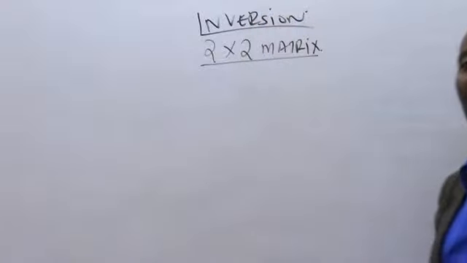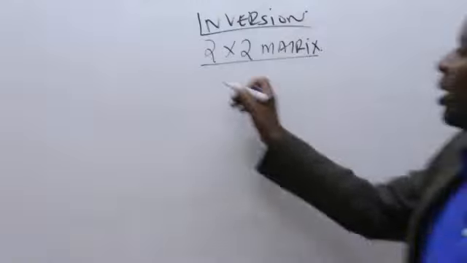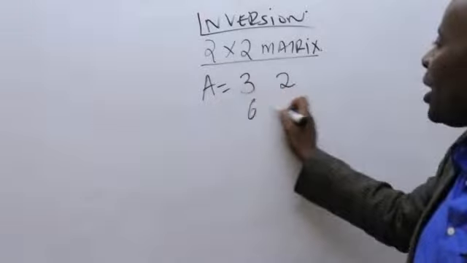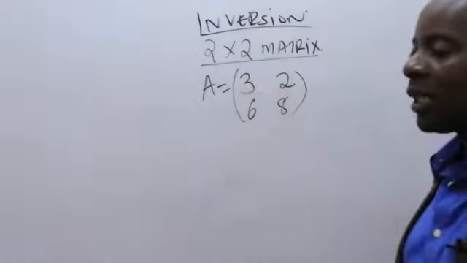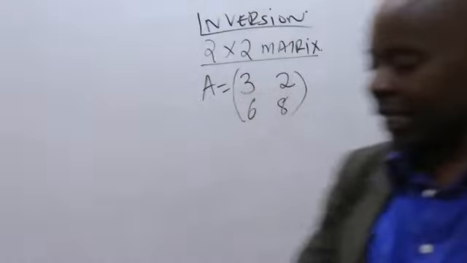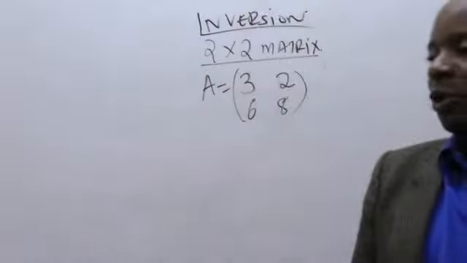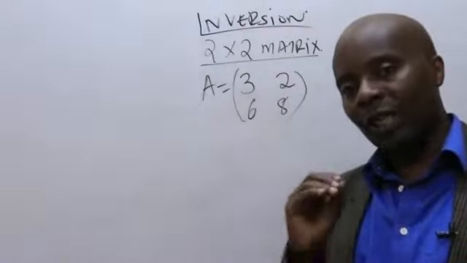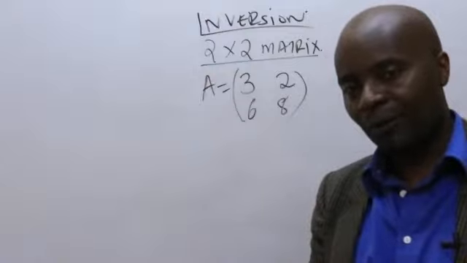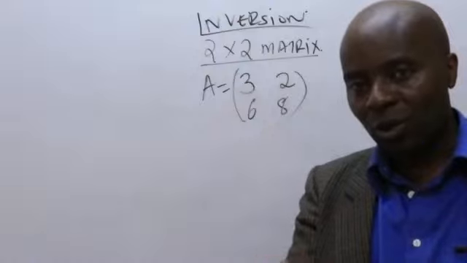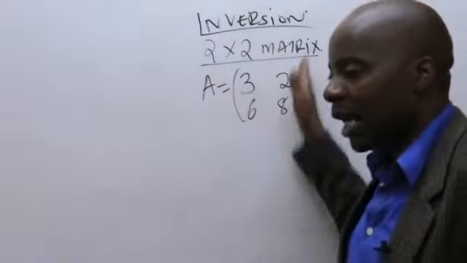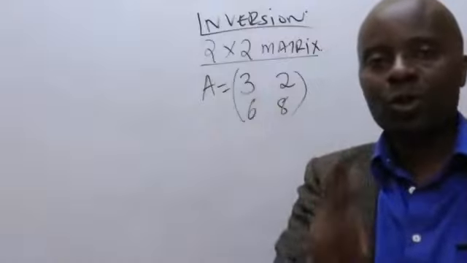Now, ladies and gentlemen, listen to me very well. If you're given a matrix of this nature, 3, 2, 6, 8, and then somebody tells you to find the inverse, how will we be able to find the inverse of this matrix? First of all, I must know the order of this matrix. This is a matrix that has got 2 rows, and the columns are 2. So it's a 2 by 2 matrix.